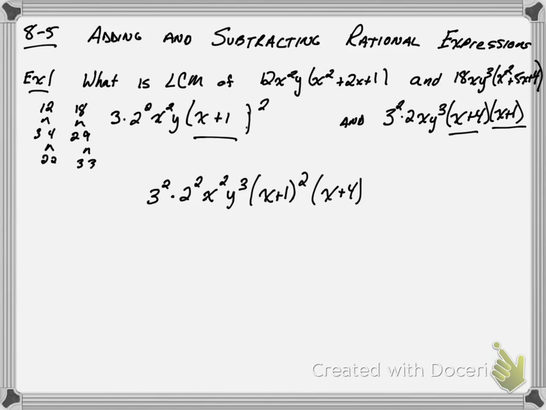So let's just clean it up a little bit. 3 squared times 2 squared gives us 36. Then x squared y cubed stays there. Now you could go ahead and multiply this stuff out, but we're just looking for the least common multiple, so you can leave it there.